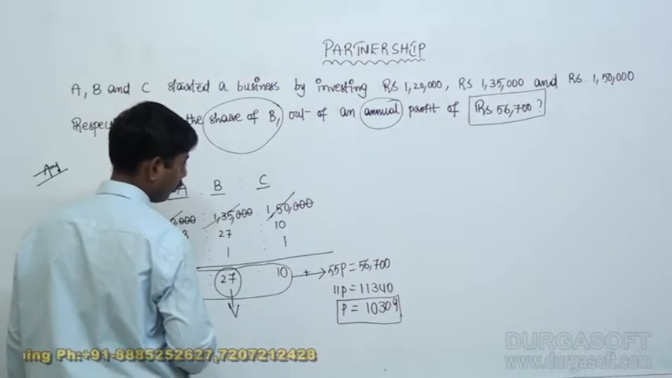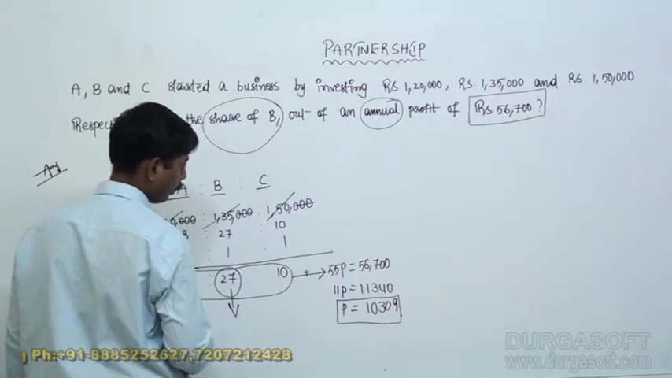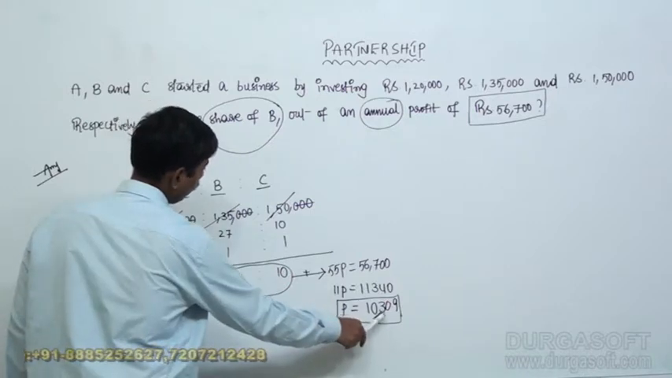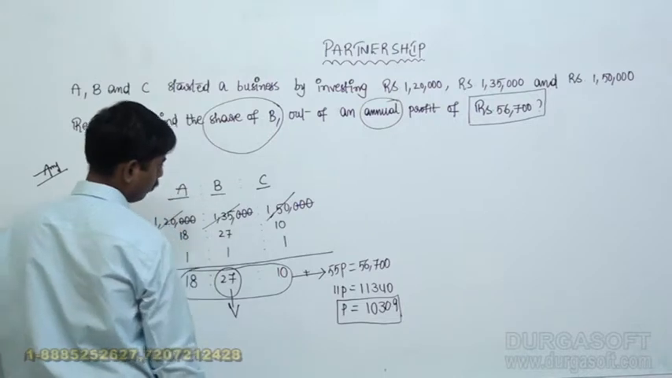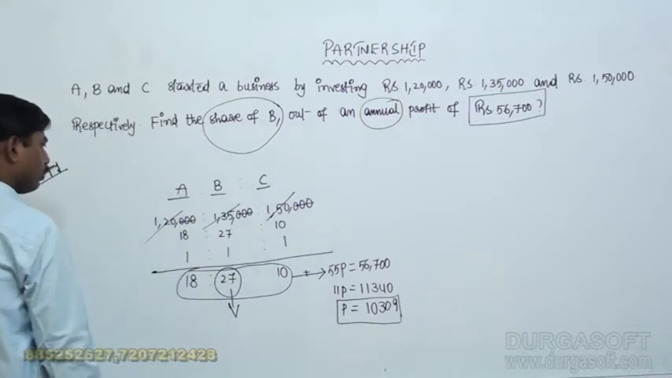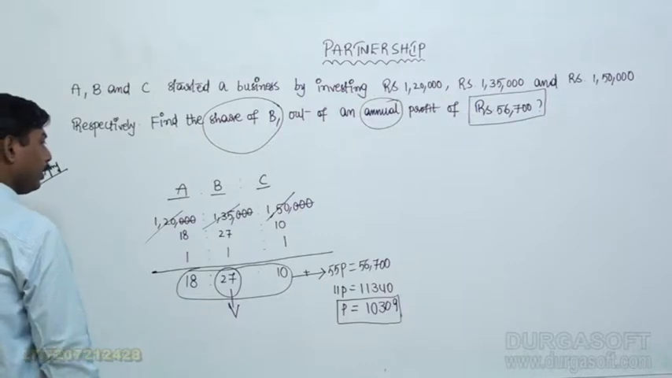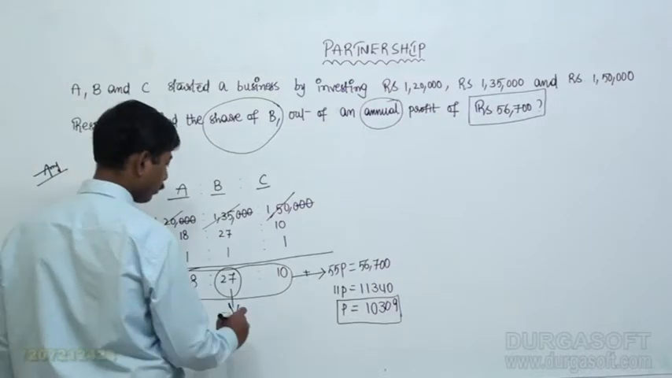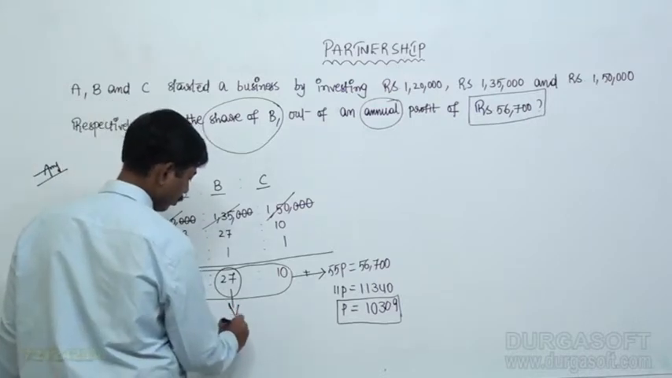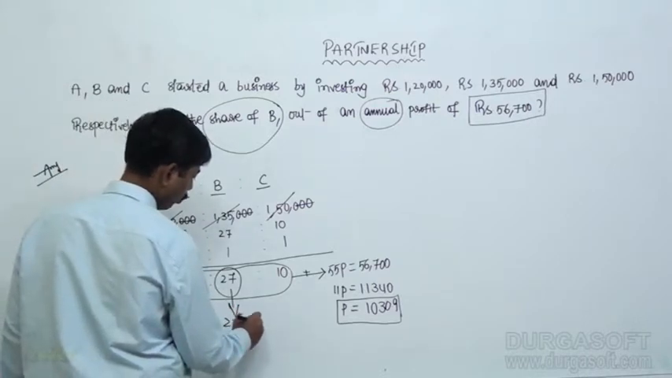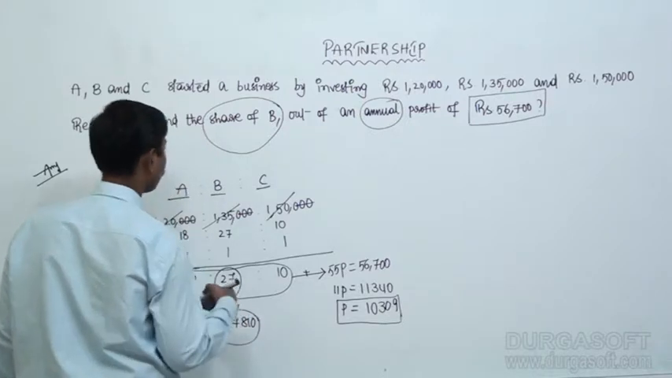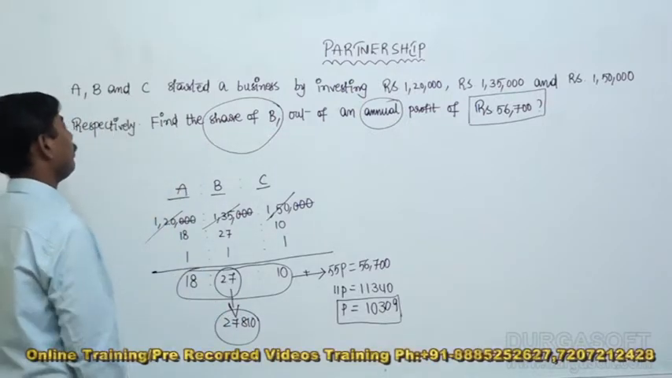27 times 30 is 810, and 810 means 27,000, right? 27 into 30 is 810, so 27,000. 810 rupees would be approximately the share of B here.